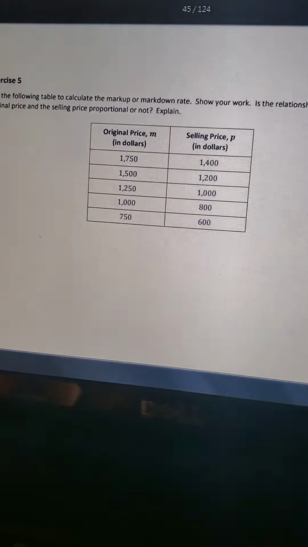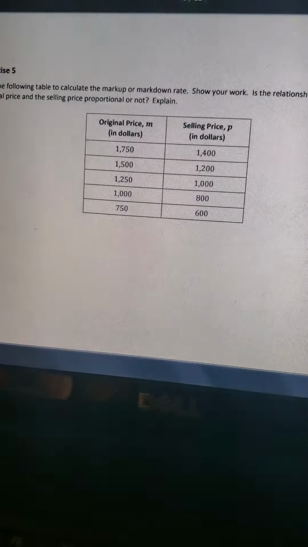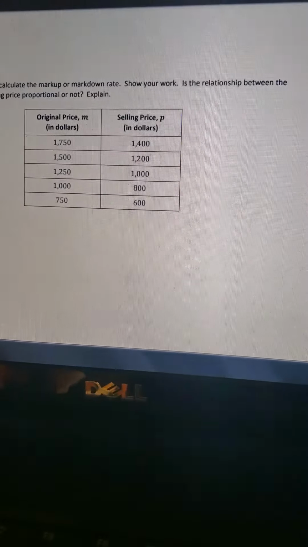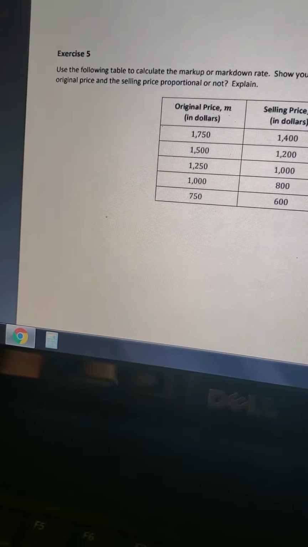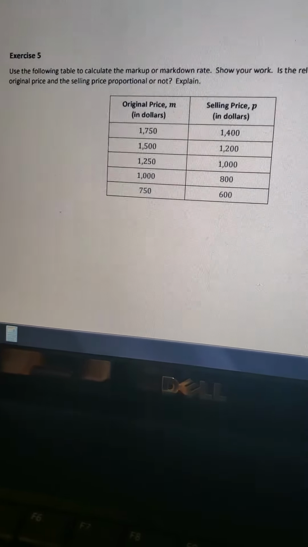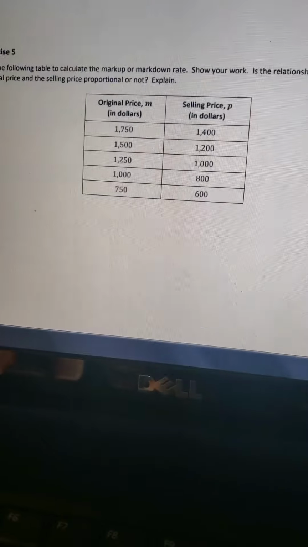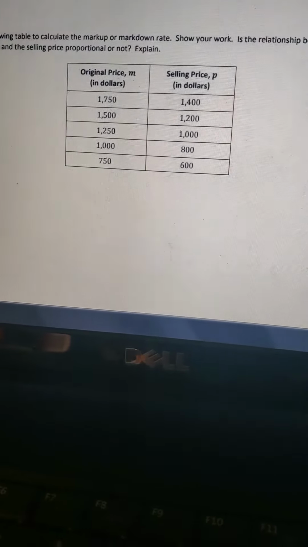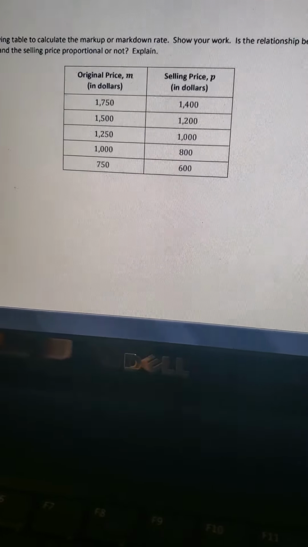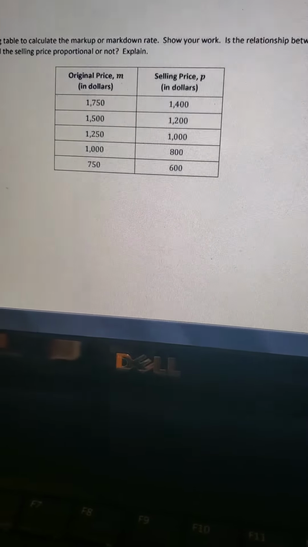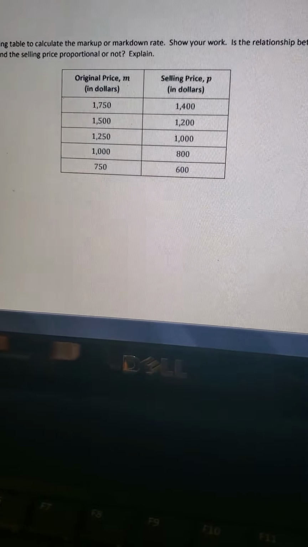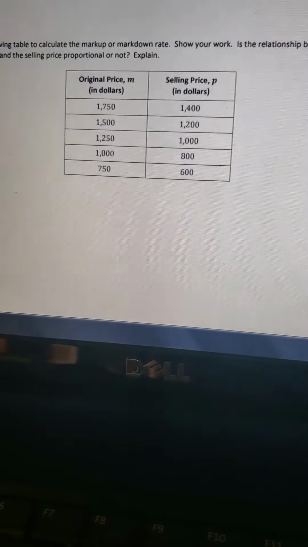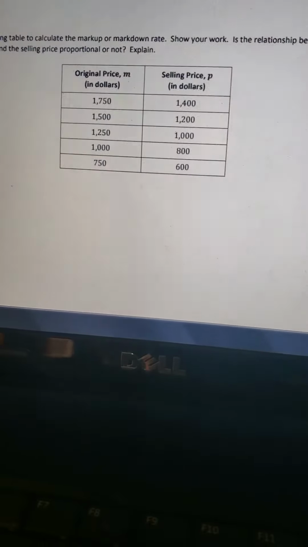It says, use the following table to calculate the markup or markdown rate. Show your work. Is the relationship between the original price and the selling price proportional or not? So this is a nice throwback question to the ratios we did early on. Are these values proportional? Meaning, do you multiply or divide by the same number to get the number on the right? Figure out what the percentage is, and then explain whether it is or is not.